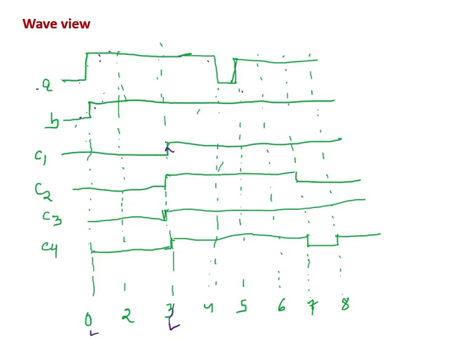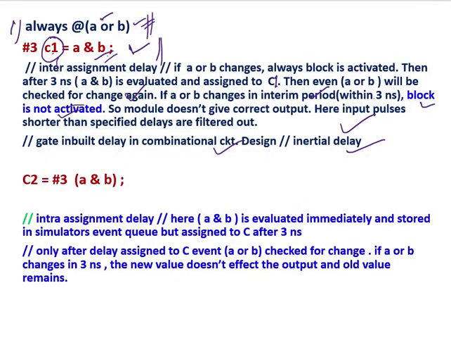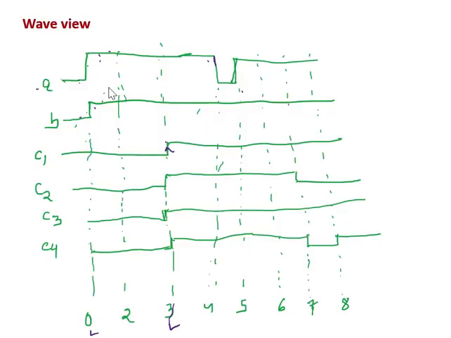But what is written here: if there is a change in A or B in the interim period within 3 nanoseconds, the block is not activated, or the input pulses are shorter than the specified delays. Means if there is a change in A or B within this 3 nanoseconds, for example here, the change is for 1 nanosecond, right? This is 4 to 5 nanoseconds. So this change is for 1 nanosecond, so it is less than 3 nanoseconds.